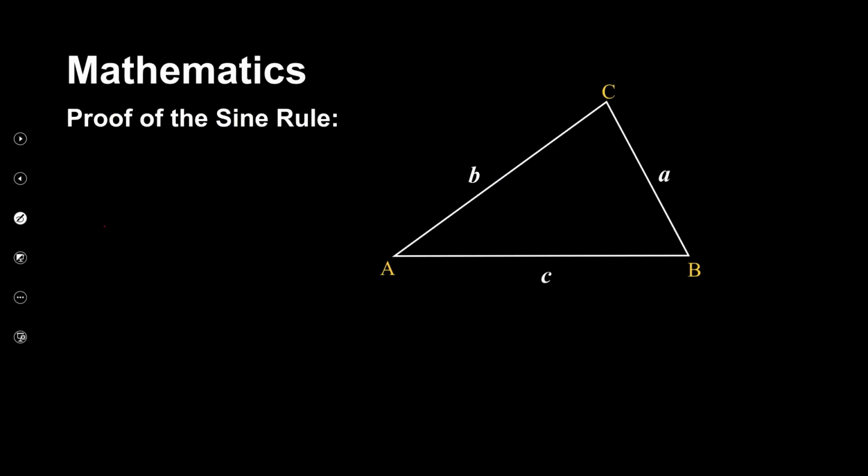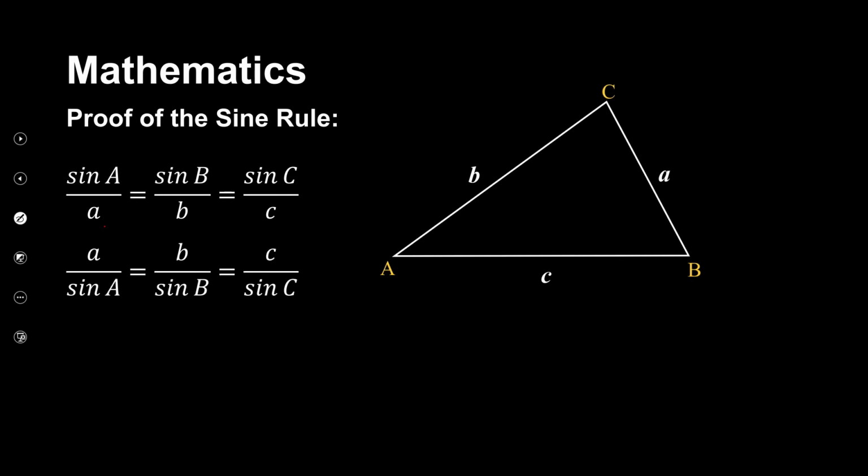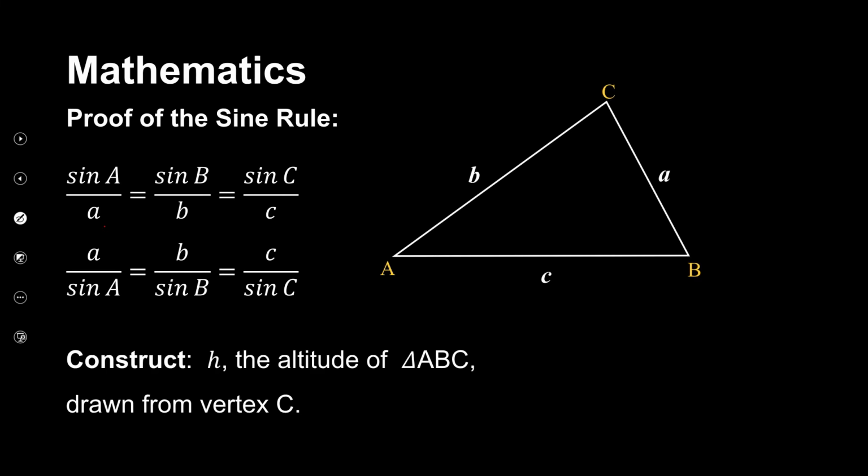So, can you remember what the sine rule is? Okay, the sine rule says sine A over A is equal to sine B over B equals sine C over C. And the reciprocal version, A over sine A equals B over sine B equals C over sine C. So, we're going to start off with proving just one of them, and then the other we can deduce from our first proof. Okay, and can you remember when we use the sine rule? Just to recap quickly, we use the sine rule when we have one full pair of opposite sides and angles.